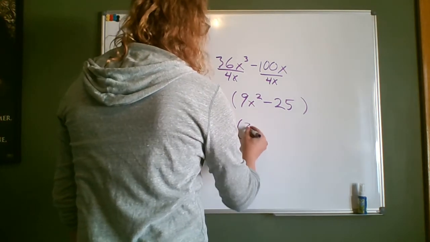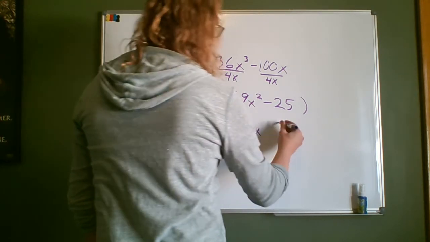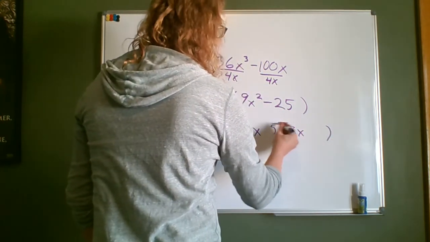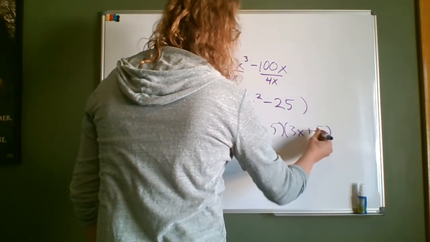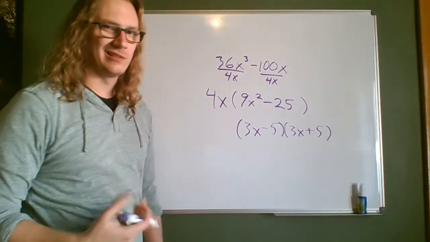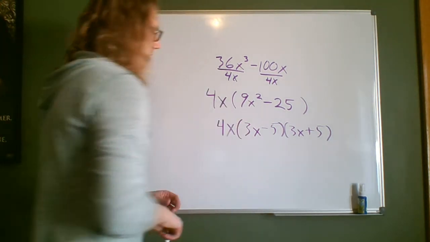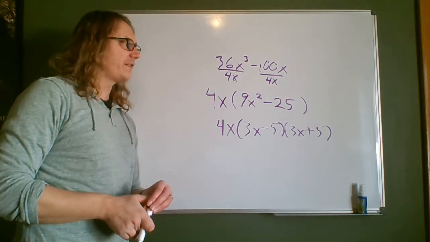Square root of 9 is 3. Square root of x squared is x. We'll have a 3x on both sides. 25 is 5. Minus plus, plus minus, doesn't matter. 4x out front.